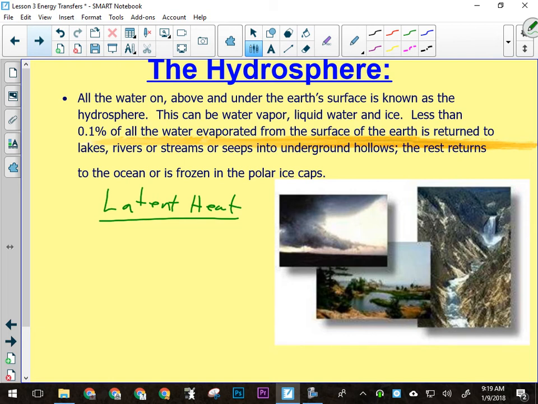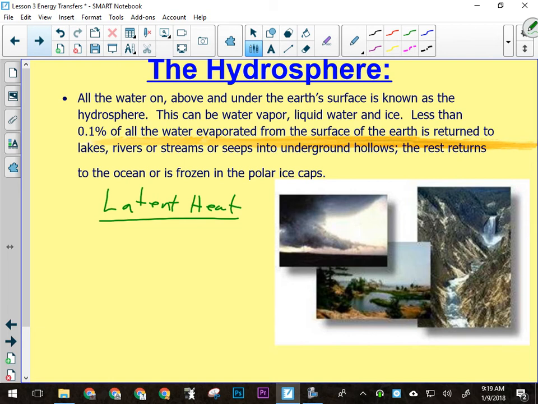The other role of the hydrosphere is that it's a heat sink. We talked about how being close to the ocean can sometimes make your climate more mild because the ocean can retain a lot of energy. So that's another role in terms of energy of the hydrosphere.